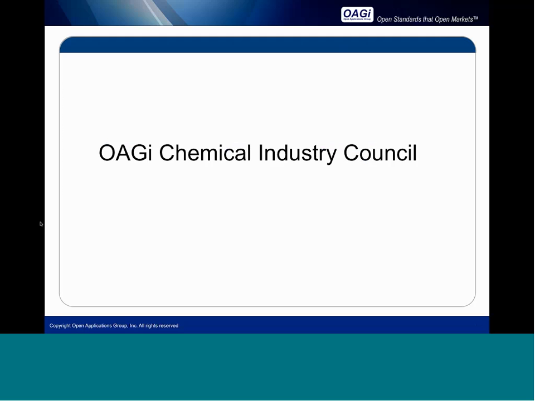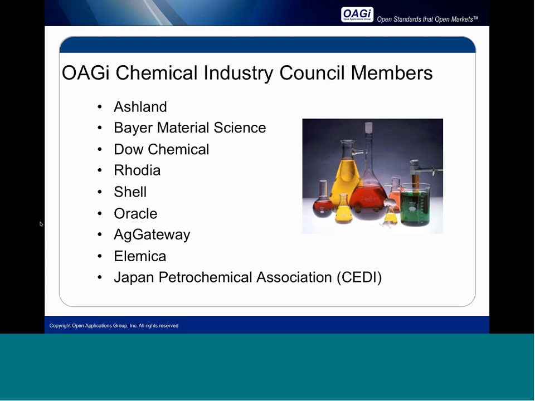Okay, let's talk about the Chemical Industry Council a little bit. I told you at the beginning that this will have a bit of a chemical industry flavor to it, but I think the work here is indicative of the kinds of things that happen in other councils. So first of all, the Chemical Industry Council members include Ashland, Bayer, Dow, Rhodia, Shell, Oracle, Ag Gateway, Olemica, and the Japan Petrochemical Association. In particular, their SETI committee participates.